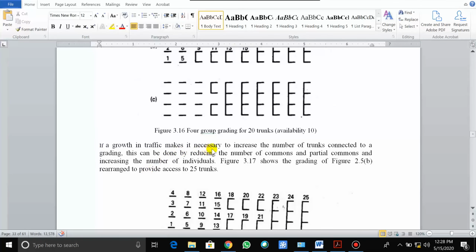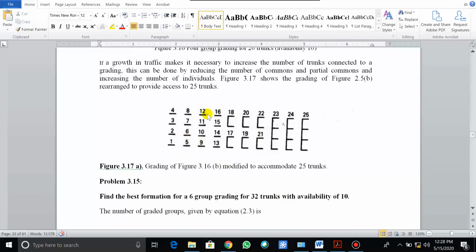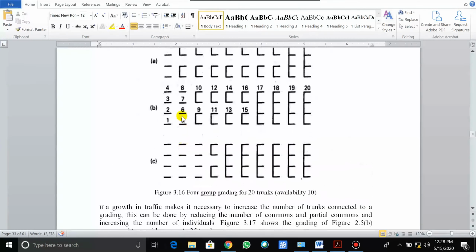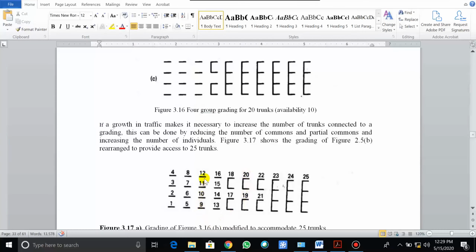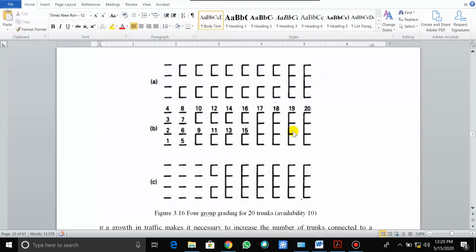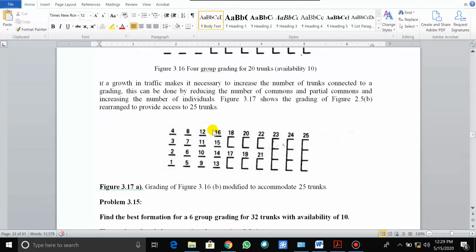If the growth of the traffic makes it necessary to increase the number of trunks connected to the grading, this can be done by reducing the number of commons and partial commons, and increasing the number of individuals, which is shown in the diagram below. So this is another diagram. See this diagram. Small changes they have made, so you can notice. See here, for 9 and 10 they made it like this, but they are divided separately. This also they divided separately, and later on they kept as it is. Okay, fine. So this they have done.